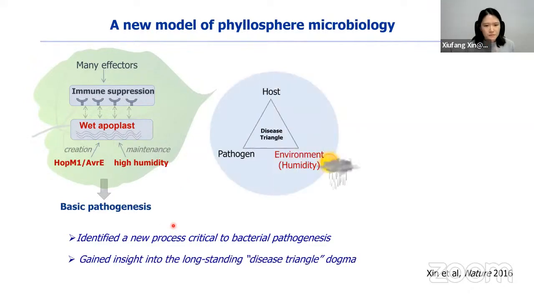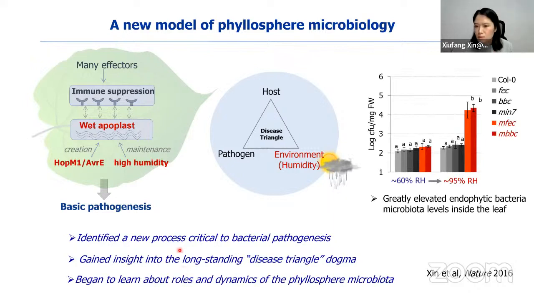There's a very famous principle called the disease triangle principle in the field of plant pathology, which describes that not only the host immunity and the pathogen virulence are important, but the environmental factors are also very important for the outcome of a plant disease. It has long been observed that high humidity could promote many diseases in nature, but the molecular basis was not known. So here, through the finding of water soaking and the high humidity requirement for water soaking maintenance, this study provides an important insight into the long-standing humidity influence on disease.